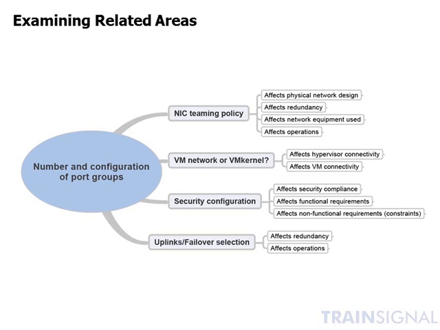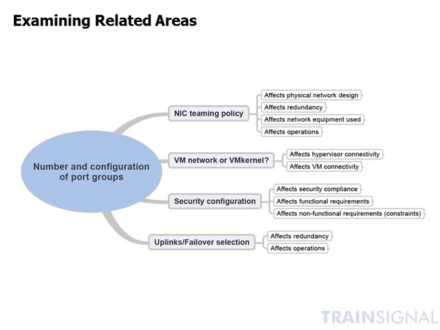It'll affect your network design, because if you choose to use a link aggregation policy, such as route based on IP hash, then there has to be an appropriate configuration on the physical side to support that configuration. On the other hand, if you were to go with a default route based on originating virtual port ID, there would not need to be a corresponding physical configuration. We have an effect on redundancy, an effect on the network equipment we're going to use, an effect on the operations, because how I go about troubleshooting one teaming policy configuration may be very, very different than how I go about troubleshooting a different teaming policy.